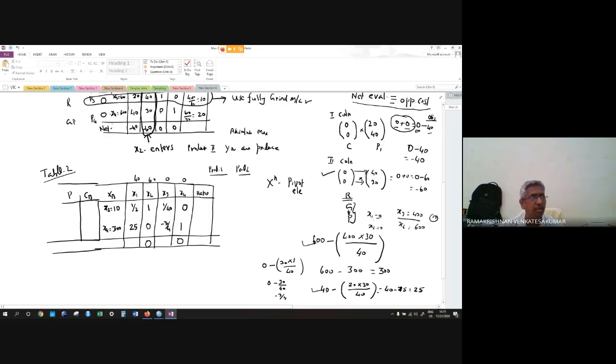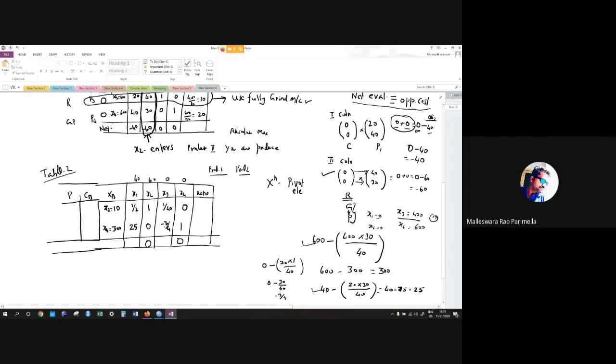Then now I repeat the calculation for this zero. The zero, I have two entries. The column it is 30, the row it is 1. So 30 into 1 divided by 40. 0 minus 30 into 1 by 40. So minus 30 by 40, or minus 3 by 4. Clear, sir. Thank you.